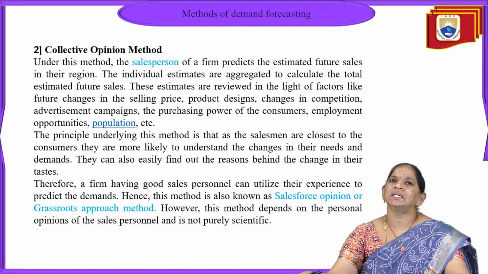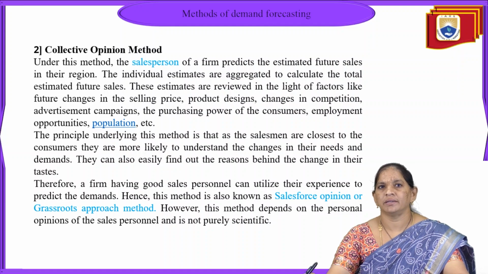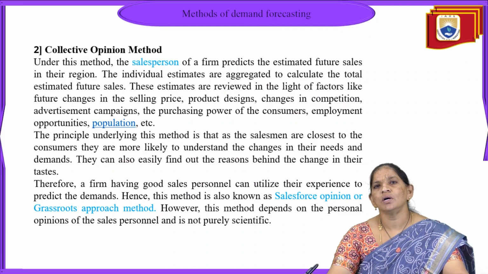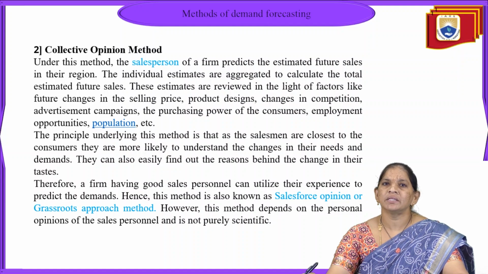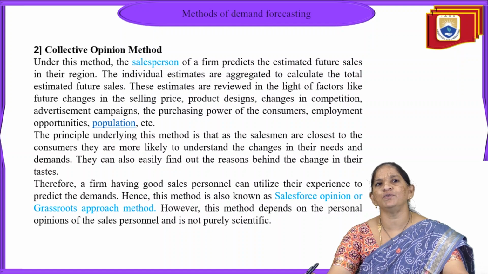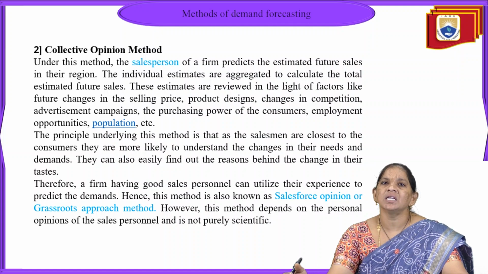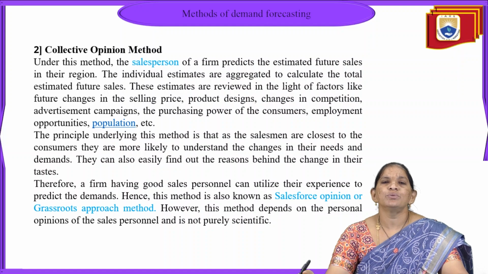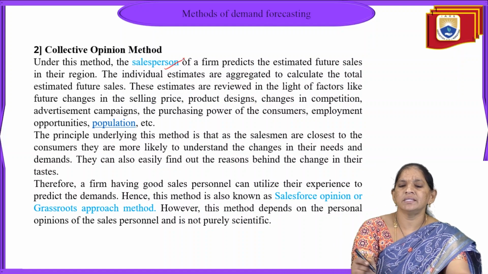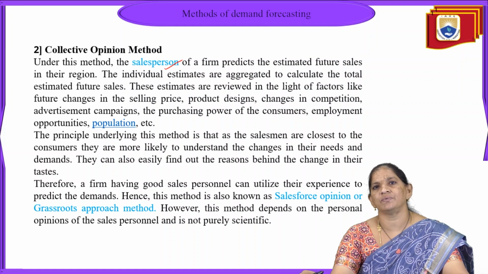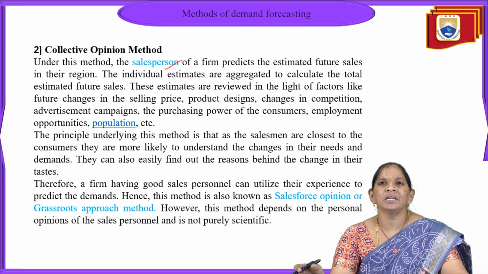And the second method is the collective opinion method. It is also one of the qualitative methods, where the sales force of the firm predict the estimated future sales in their region. Collective opinion means collecting the opinions of people. Whose opinion is collected? The salespersons who are selling the goods and services of a certain firm predict and estimate the future sales. The individual estimations are aggregated to calculate the total estimated future sales.